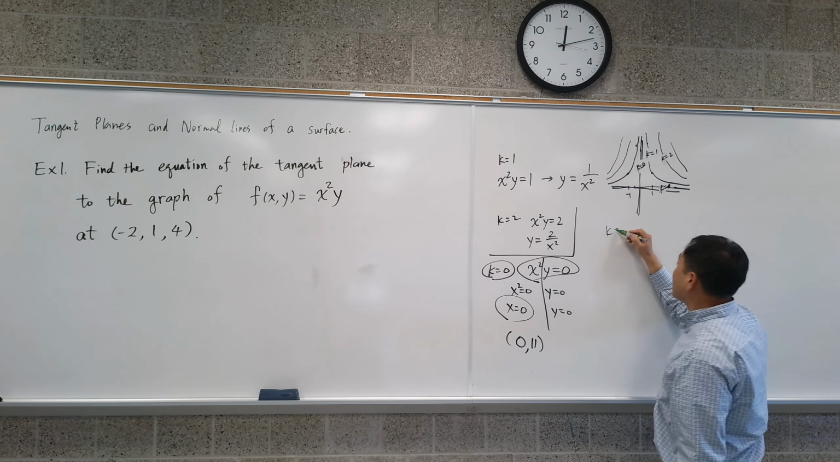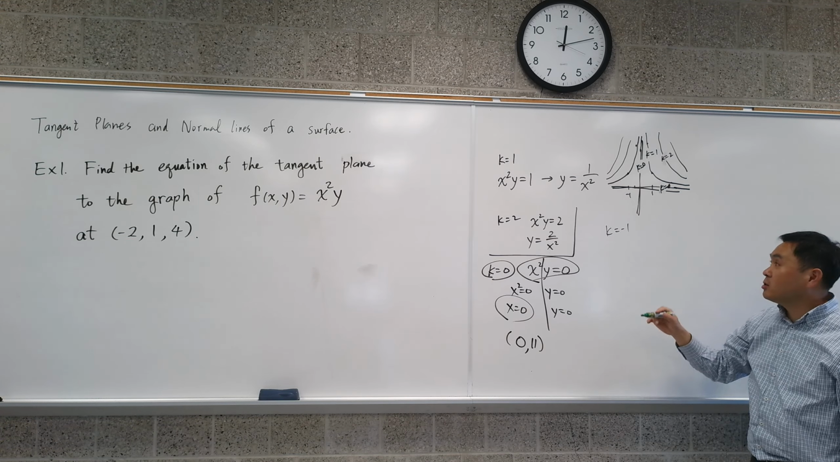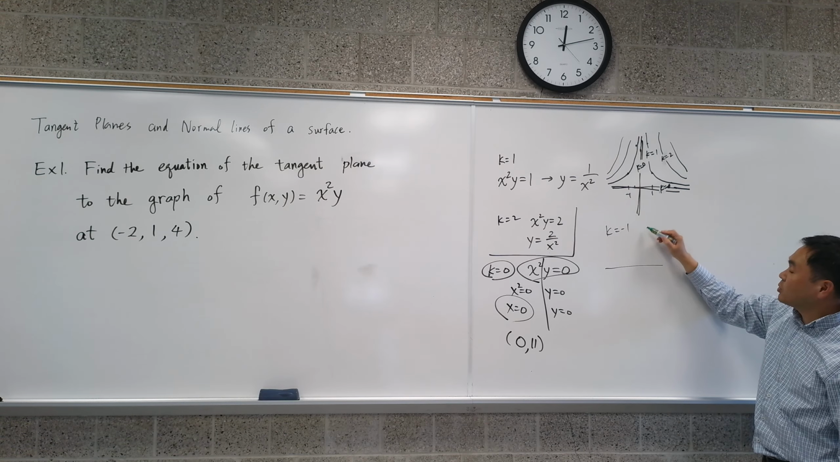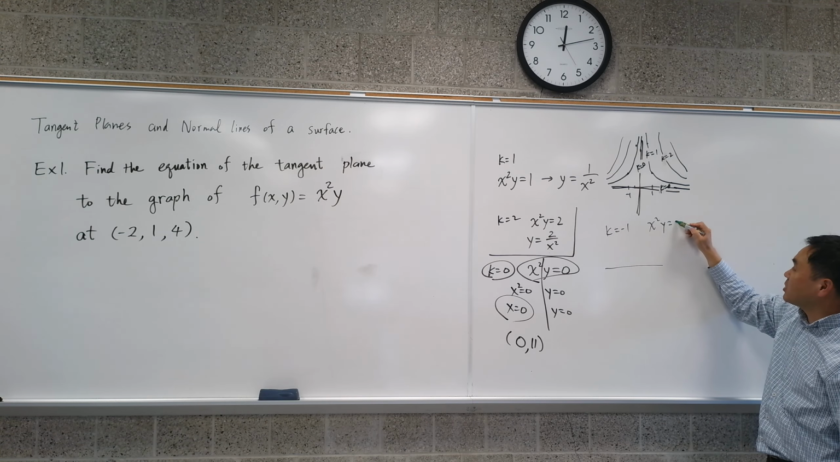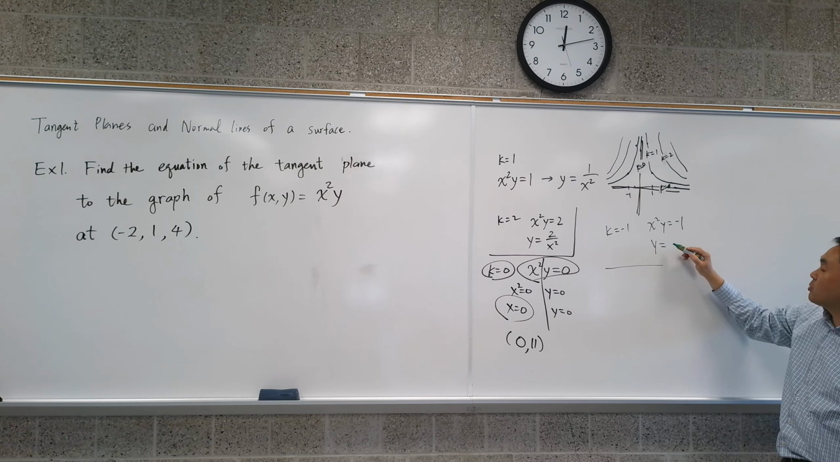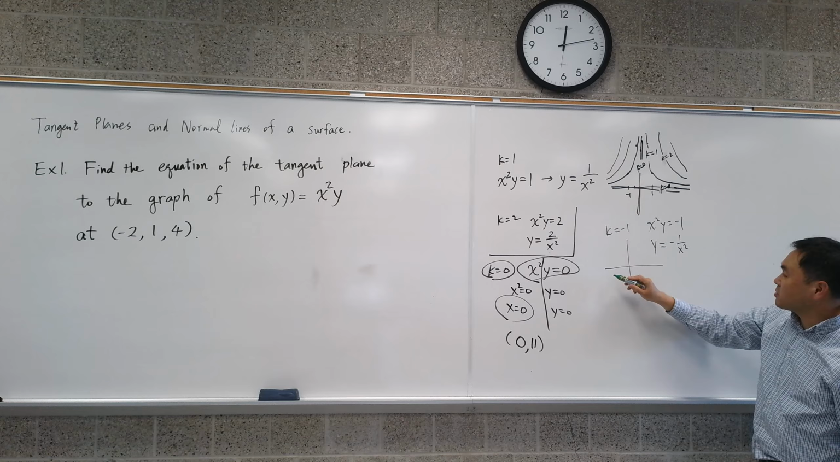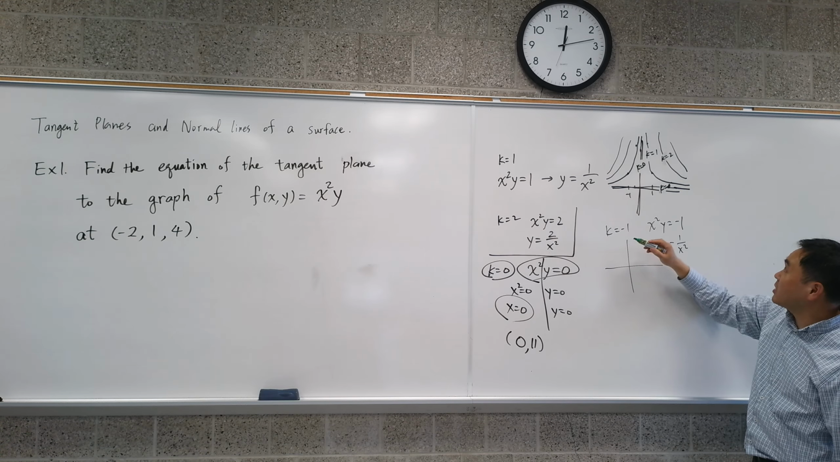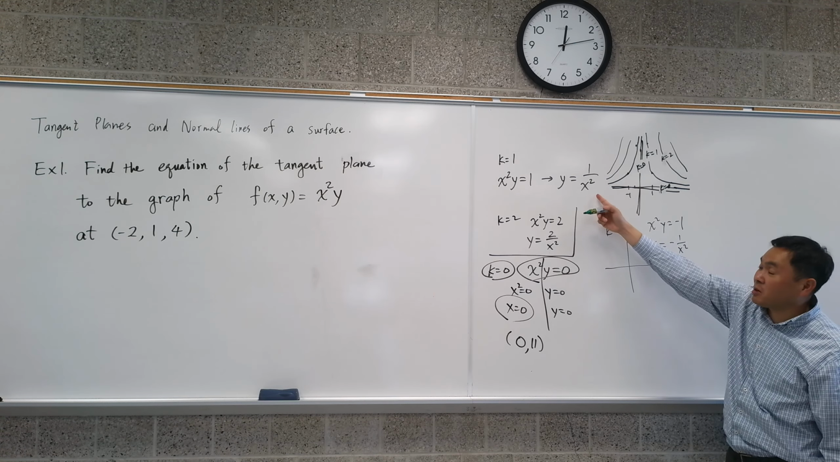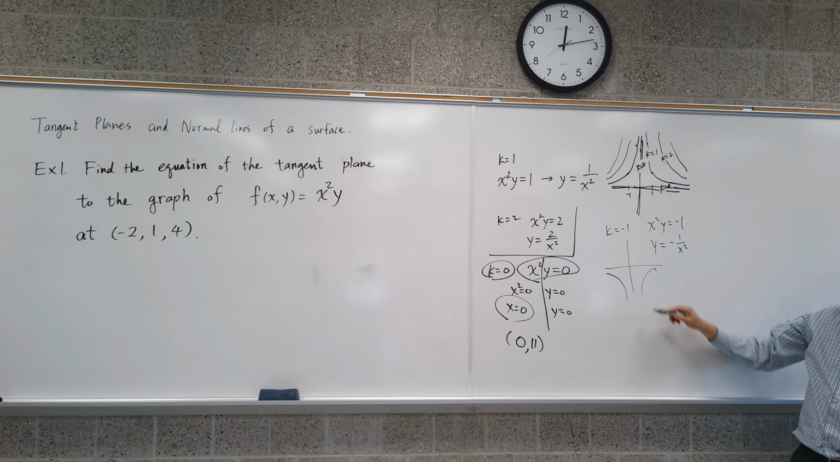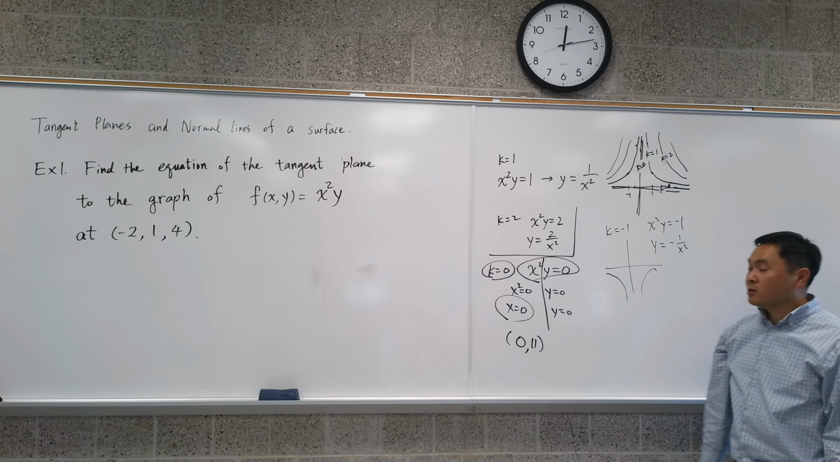Okay, now think about k equals negative 1. You get x squared y equals negative 1. And if you solve for y, you get negative 1 over x squared. And that's like taking the original graph of 1 over x squared and flipping it upside down, right? So if you flip it upside down, that's what you get.